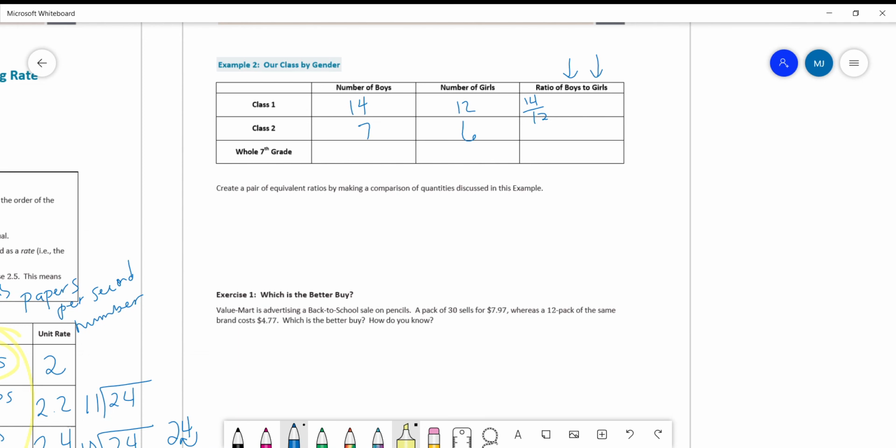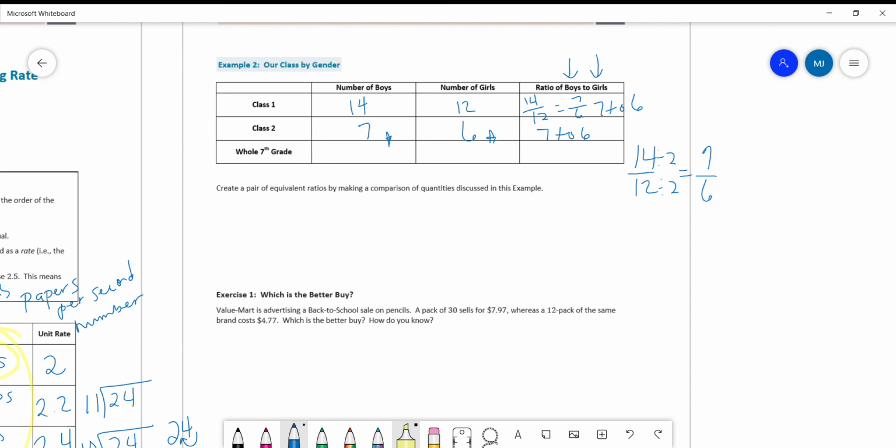And when I say 14 to 12, I know that I can simplify this, which means I can divide both of those numbers by a common number. I can divide both of these by 2, and I get 7 over 6. 7 over 6 is not divisible by anything, so that is as simplified as we get. And then we can also write it like this, 7 to 6. Class 2 is already 7 to 6. So we can see here that the ratio of boys to girls in both classes is the same.